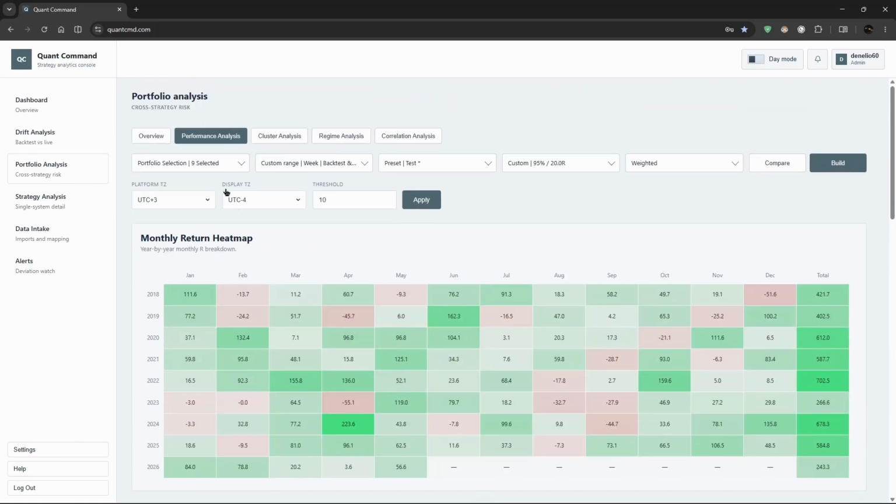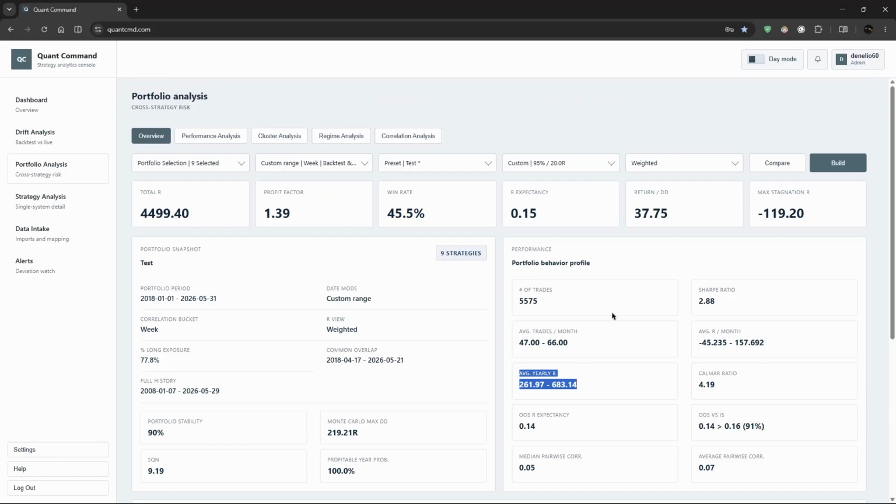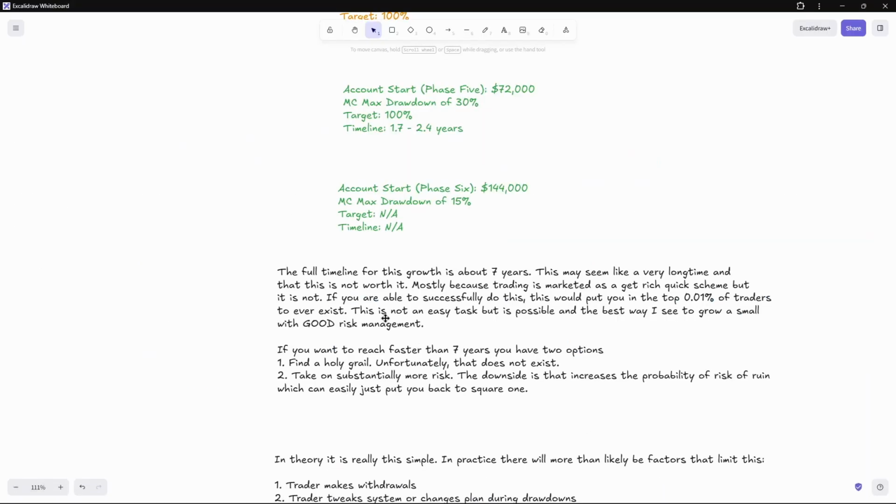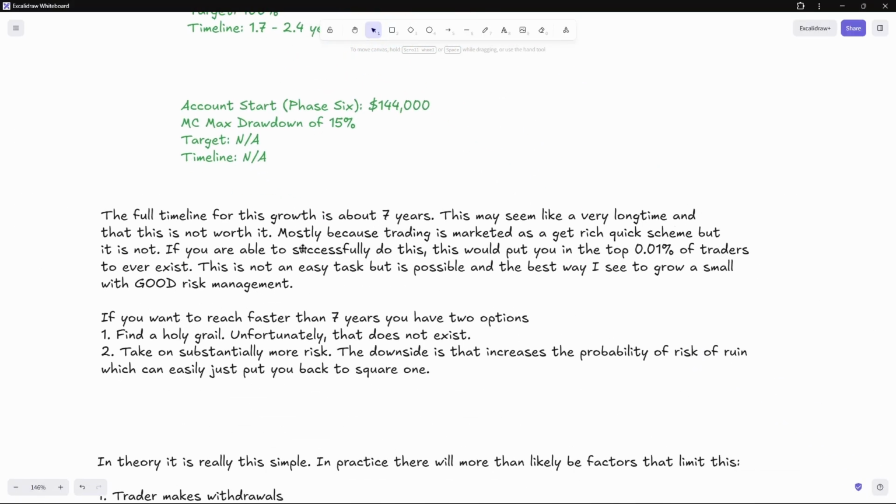678%. But at some point in time, you are going to blow up, you are going to lose your account, and yeah, that will just happen. That is guaranteed to happen. So this is your second approach. You can take on substantially more risk, but understand that you increase your probability of just losing the account and not achieving your goal.